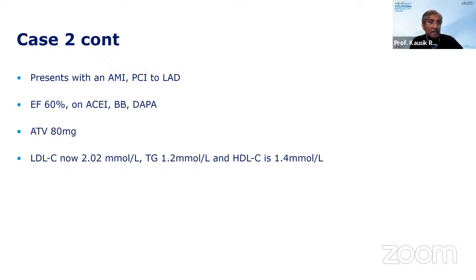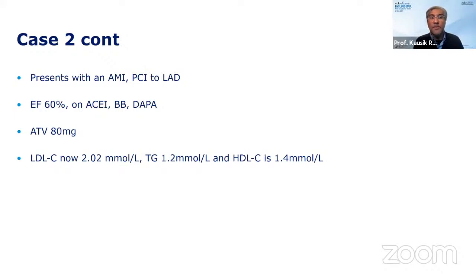She's put onto an ACE inhibitor, a beta blocker, and dual antiplatelet therapy, and her statin dose is increased now to 80 milligrams. But remember that when you double the dose of statin, you're only getting another 6% further lowering. So we have this magic of using high intensity statins because I've gone from 20 milligrams to 80 milligrams, but the LDL has only come down from about 2.2 to about 2.02 millimoles per liter. Her triglycerides are 1.2 and her HDL is 1.4.